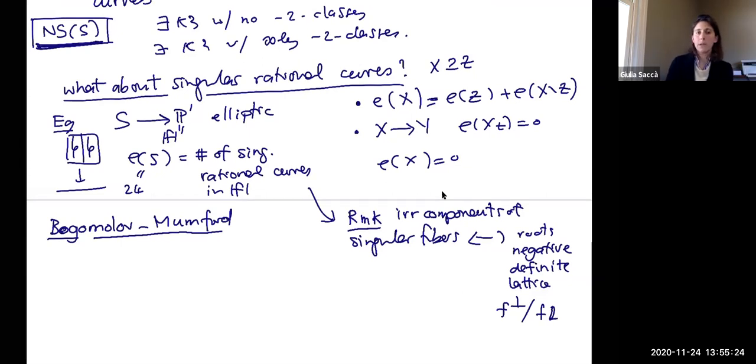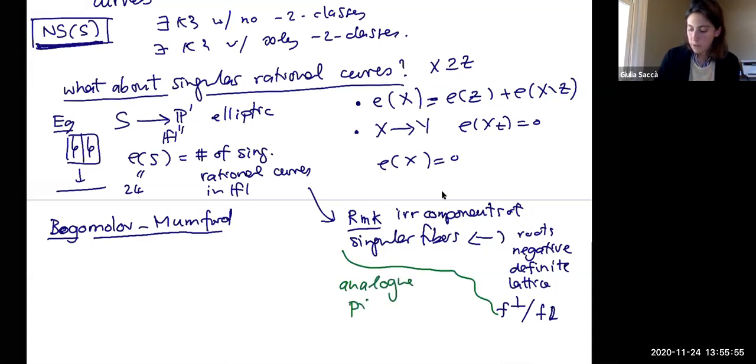And so similarly, in higher dimensional hyperkähler manifolds, we'll see that a source of rational curves will be singular fibers of Lagrangian fibrations. In fact, there is some kind of general analog picture in higher dimensions, maybe not completely, which I might talk about next time, meaning for higher dimensional Lagrangian fibrations.